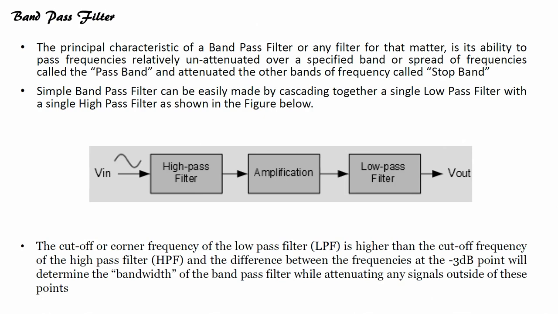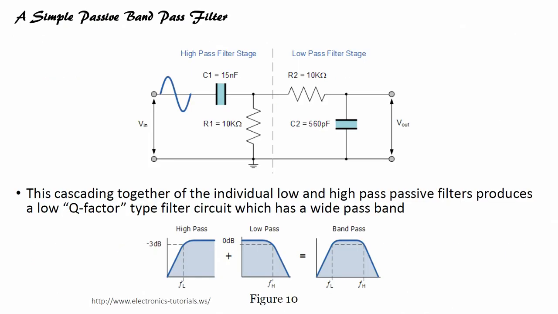The principal characteristic of a band pass filter, or any filter for that matter, is its ability to pass frequencies relatively unattenuated over a specified band or spread of frequencies called the pass band. The cutoff frequency of the low pass filter is higher than the cutoff frequency of the high pass filter, and the difference between the frequencies at the minus 3 dB points determines the bandwidth of the band pass filter. It is very easy to understand low pass and high pass filters.